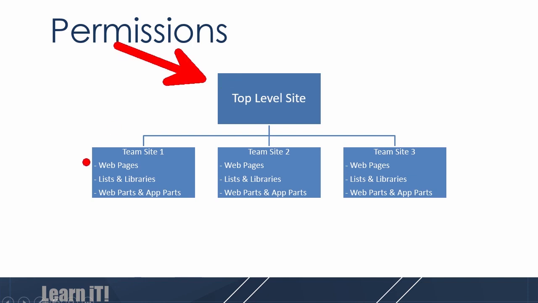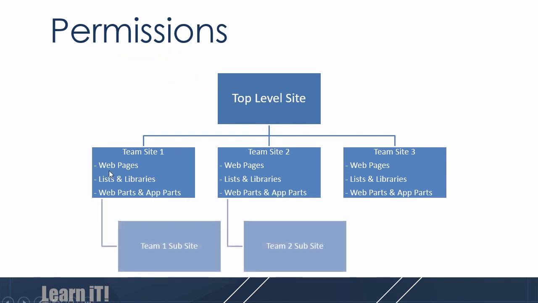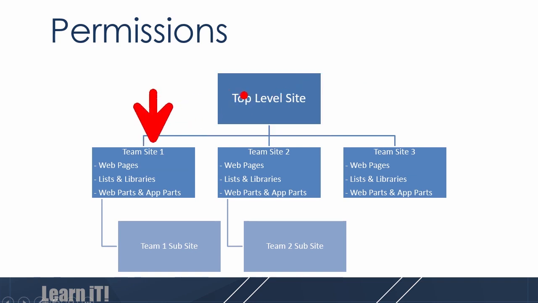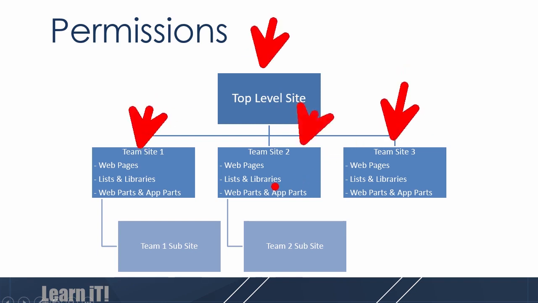So from the top level all the way down to subsites within a site, they all have their own permissions, or more importantly, can have their own permissions. So let's say for the sake of argument here, I've made you an administrator of the top level site. Well, by default, all sites that are underneath this site inherit those permissions. So of course, if you were an owner here, that means you're an owner for all three of these. And likewise for any sites that are beneath those, and so on and so forth.